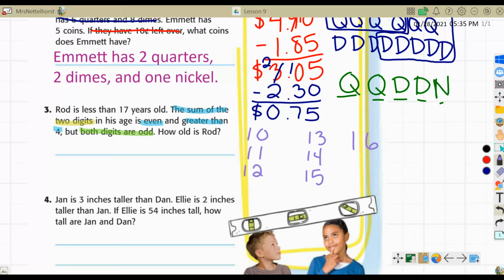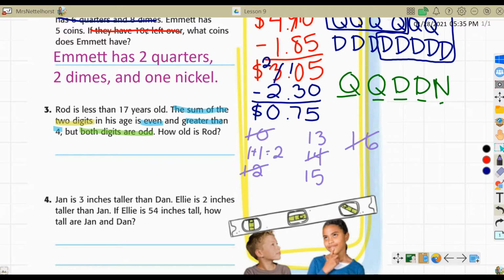So 10 has 0, which is an even digit. 12 has 2, which is an even digit. 14 has 4, which is an even digit. And 16 has 6, which is an even digit. So he's either 11, 13, or 15. So now I'm going to add them up and see which one has an even number for the answer. Okay, so 1 plus 1 equals 2.